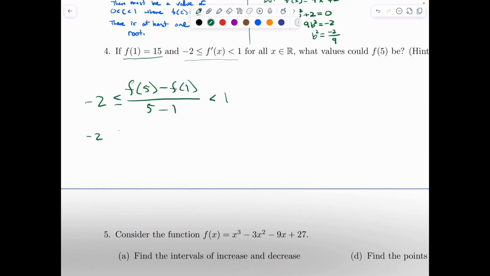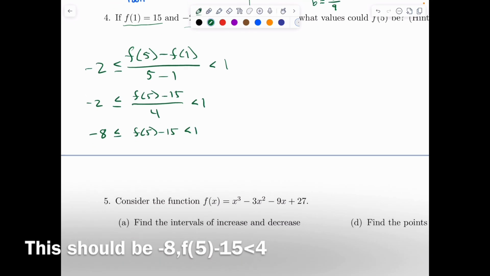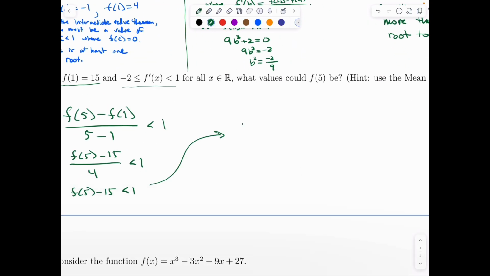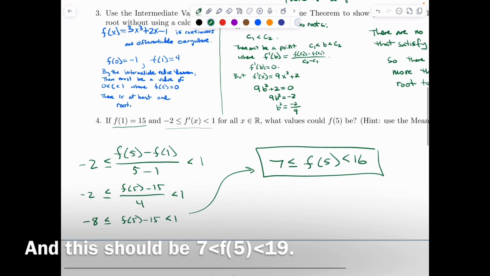I have negative 2 is less than or equal to f of 5 minus 15 over 4. Multiply everything by 4. And then add 15 to everything. And that gives me 7 is less than or equal to f of 5, which is less than or equal to 16. So that tells you what that should be. So I will add a little note about f of x is continuous and differentiable.